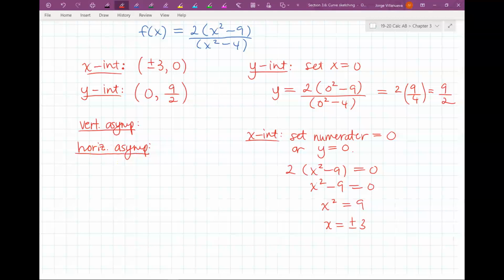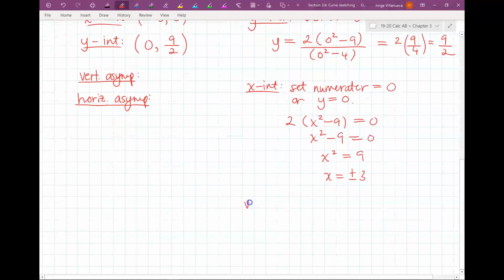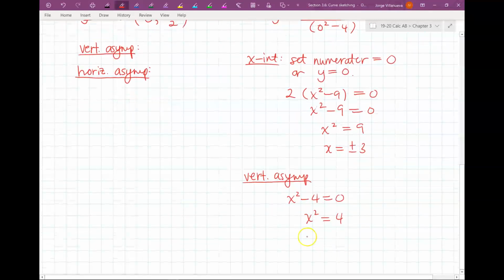So to find my vertical asymptotes, you always look at your denominator, right? And you ask yourself, for your denominator, what will make that equal to 0? So I'll do the work here. Vertical asymptote. I'm going to set my denominator equal to 0. So that means that x is going to have a vertical asymptote at plus or minus 2. So vertical asymptote plus or minus 2.